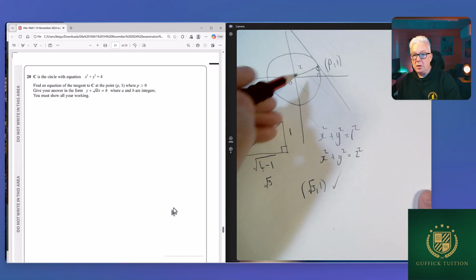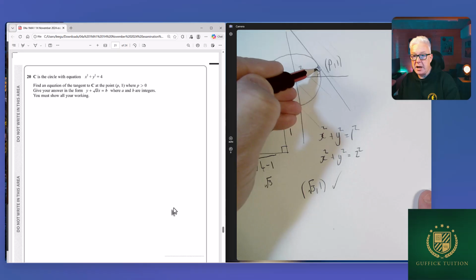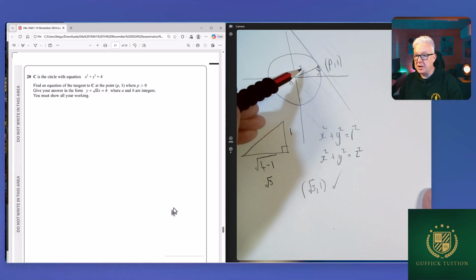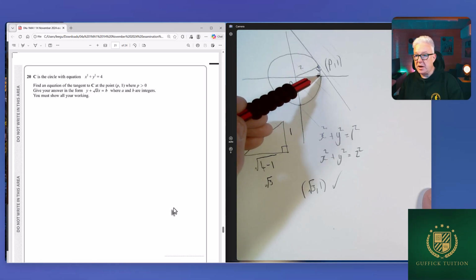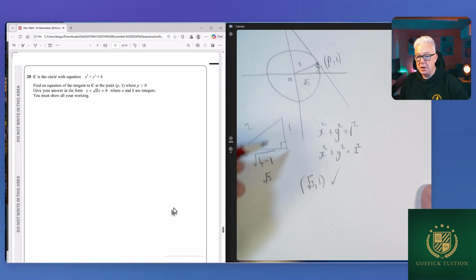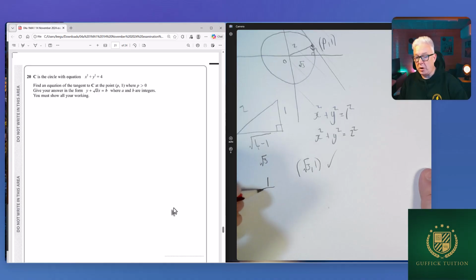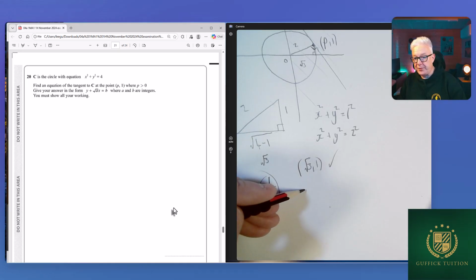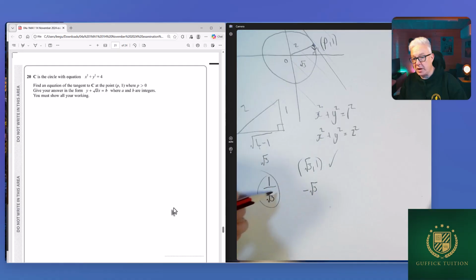Now, we know that a tangent makes a 90-degree angle with a radius. It's perpendicular. So if I calculate the gradient of this radius, what is it? It's going to be change in y over change in x. We know that the x is root 3, so the change in y here is 1. So the gradient of the radius is 1 divided by root 3. Therefore, the gradient of the tangent is going to be the negative reciprocal of that. It's going to be minus root 3, because remember, we flip it and we change the sign. So now we've got the gradient of our line.